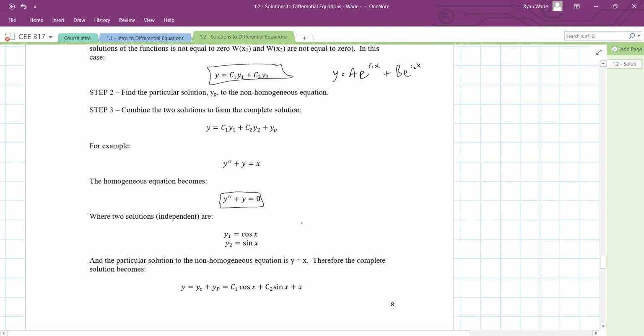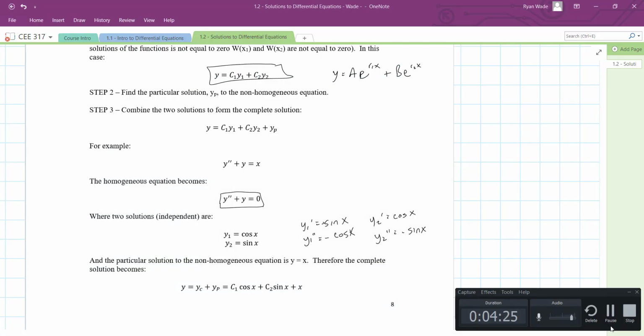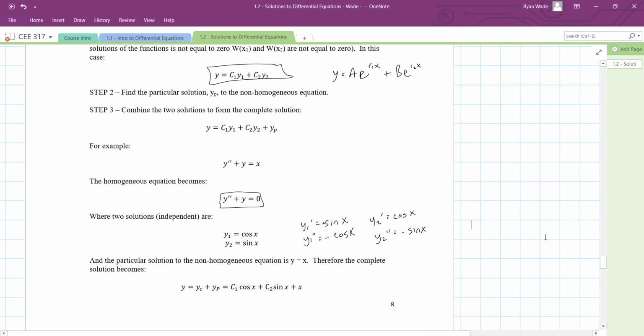we can show that y1 prime is equal to negative sine x, y1 double prime is equal to negative cosine x, and then y2 prime is equal to cosine x, and y2 double prime is equal to negative sine x. I'm going to have to check on that. Okay, so yeah, that's right. Cosine and sine, the derivatives of those work together.